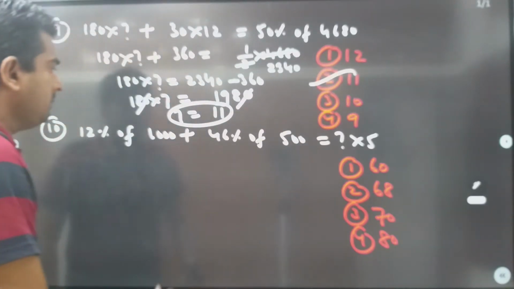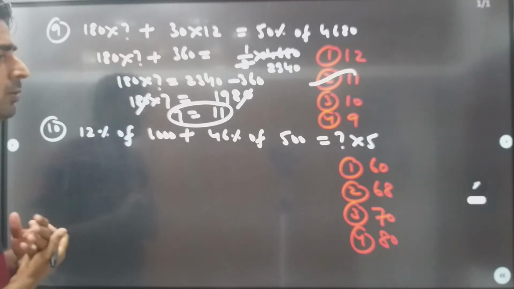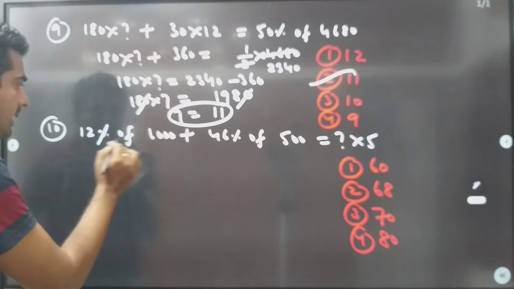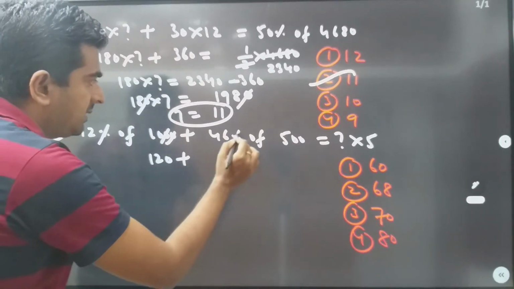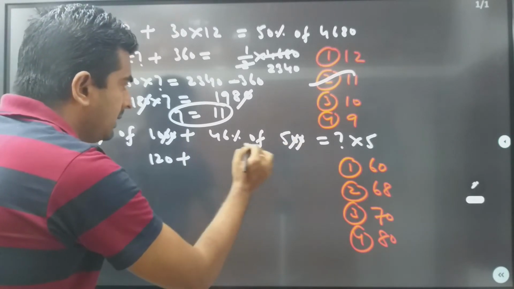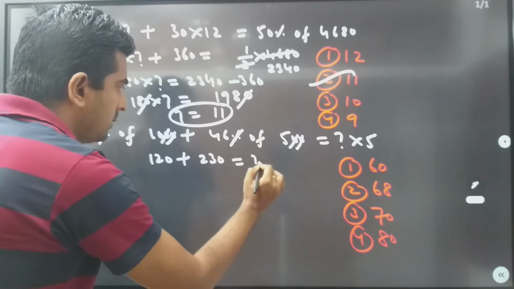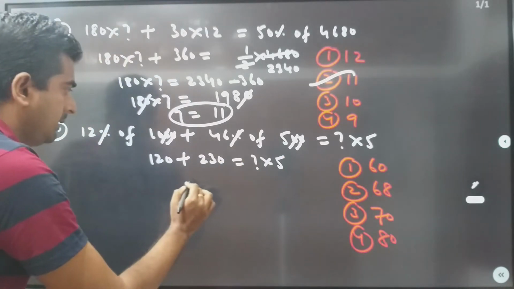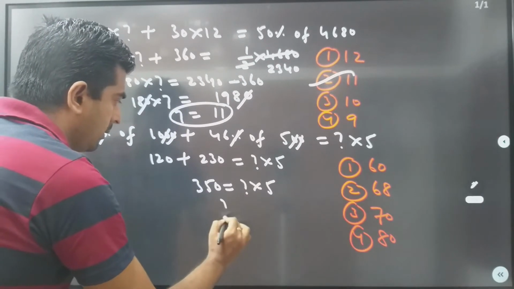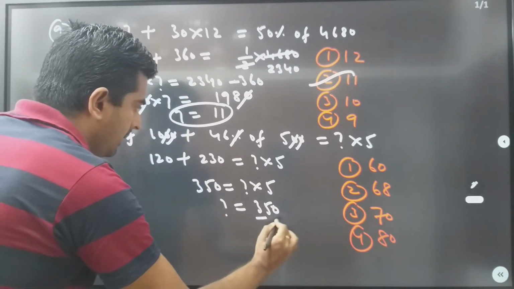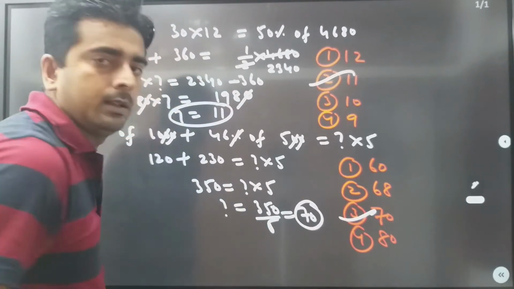Second option. Next one, 12% of 1000 plus 46% of 500 is equal to question mark into 5. Percent double zero will go. This is 120 plus 46% of 500, again double zero and percent will go. 46 into 5 is 230. This is how much? 350 is equal to question mark into 5. Question mark is equal to 350 by 5. What is the answer? 70. My answer is third option.